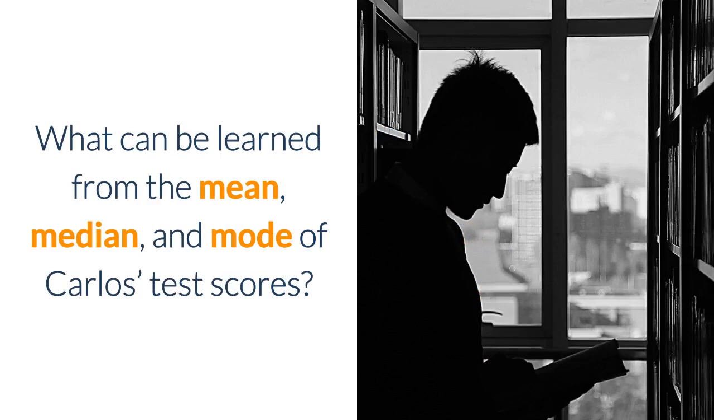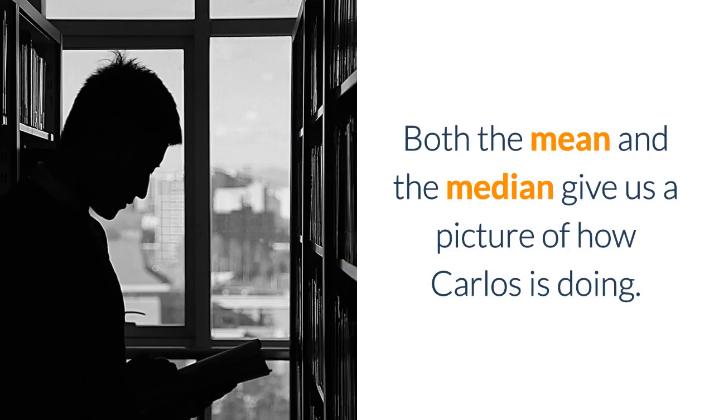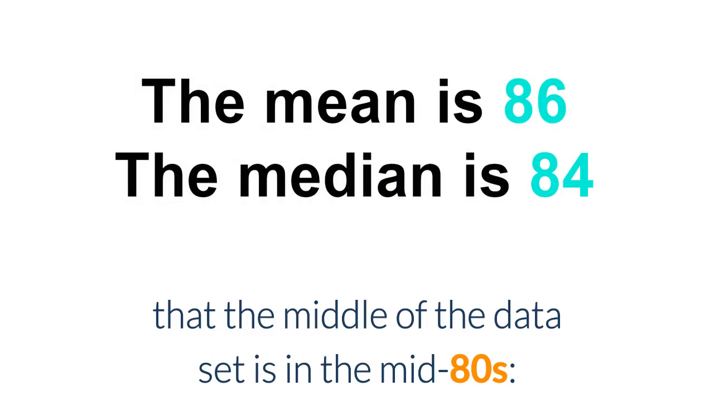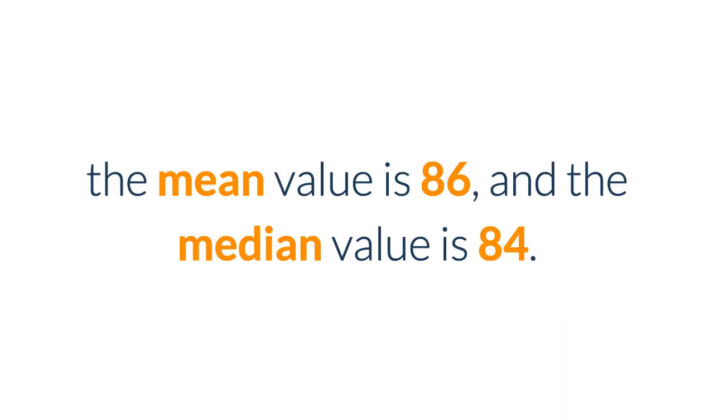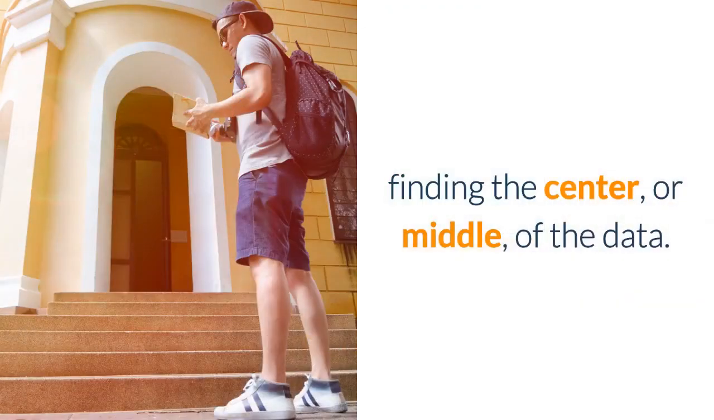What can be learned from the mean, median, and mode of Carlos's test scores? Notice that these values are not the same. Both the mean and the median give us a picture of how Carlos is doing. Looking at these scores, you'll notice that the middle of the data set is in the mid-80s. The mean value is 86, and the median value is 84. That's all you are really after when using median and mean, finding the center or middle of the data.